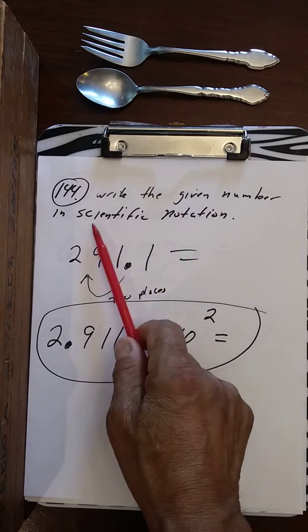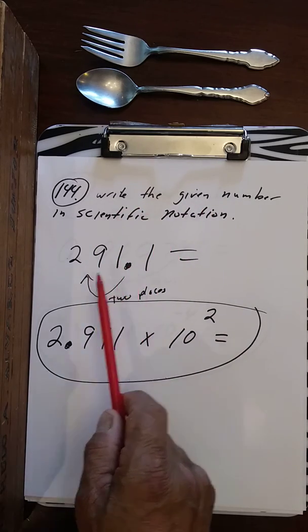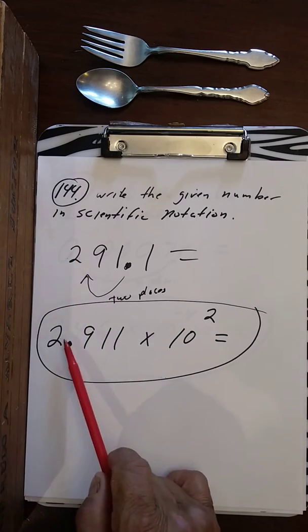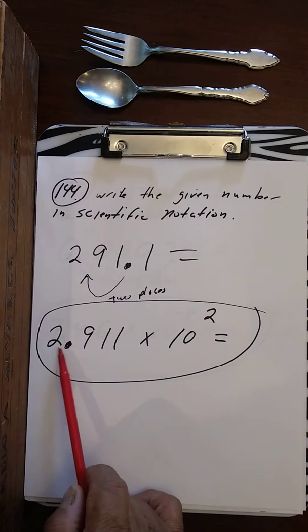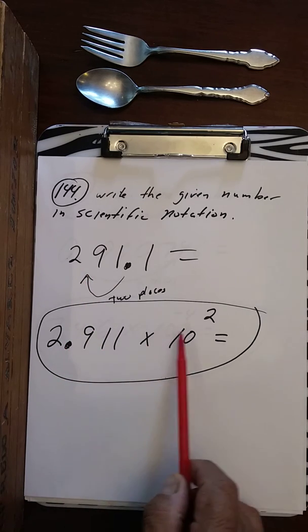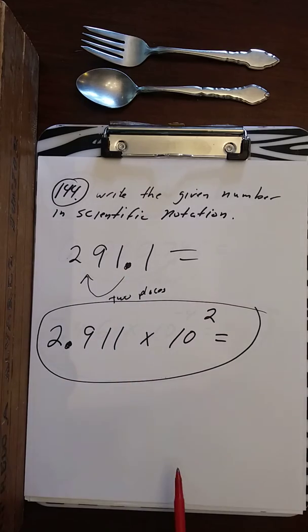Write the given number in scientific notation. 291.1. Scientific notation always is going to be a number followed by a decimal and the other numbers. So this is going to go 2 places to the left. 2.911 times 10 to what power? 2, because you're going to have to go back 2 places to get back to the original problem.